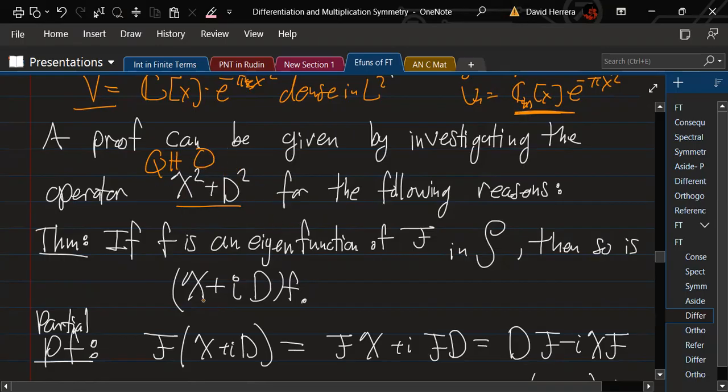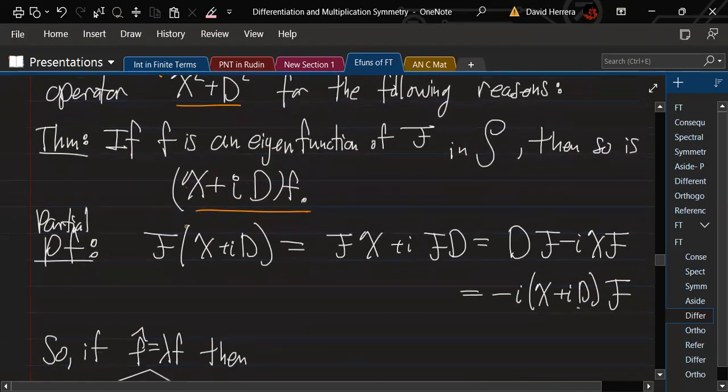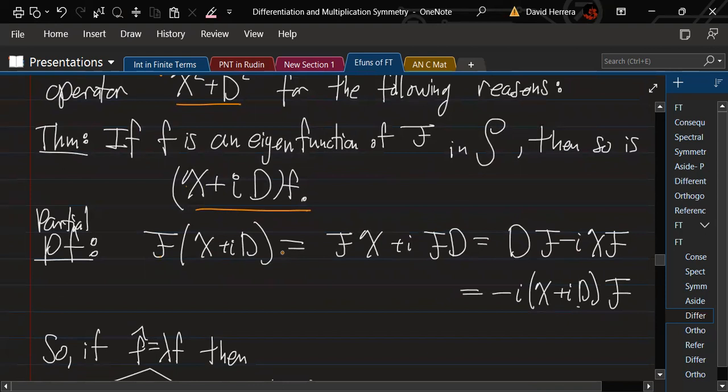So, theorem: if f is an eigenfunction of the Fourier transform, and it is a Schwartz function, then so is x plus id applied to f. I also get another eigenfunction. Let's see why. If you apply the Fourier transform to x plus id times f, well, what is that? The x, when it moves over, turns into a d. The d, when it moves over, turns into negative x.